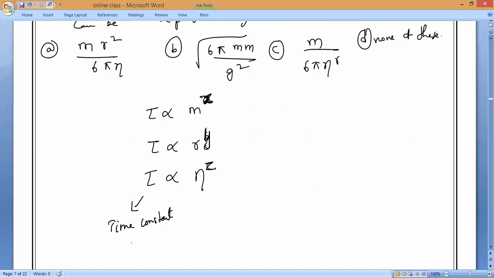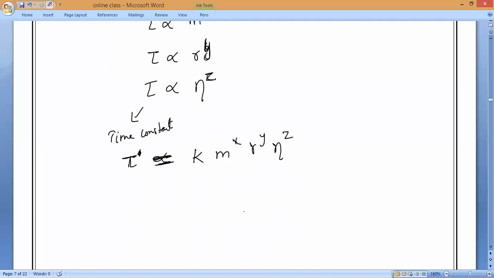Dimensions of time constant. What are the dimensions? T. Okay, let me first write the formula. So tau is equal to K into m power x, r power y, by eta power z.